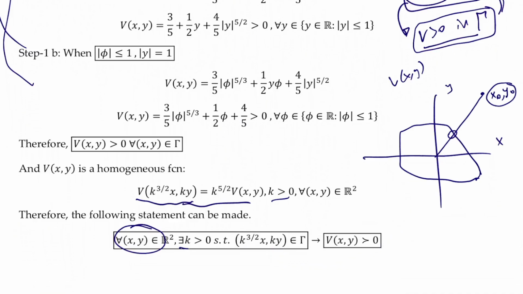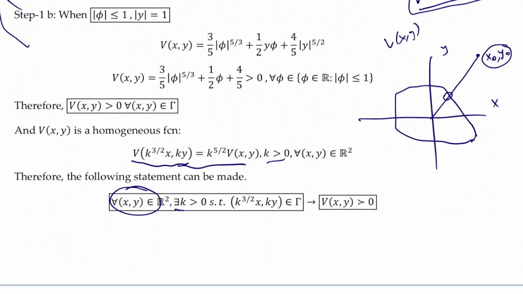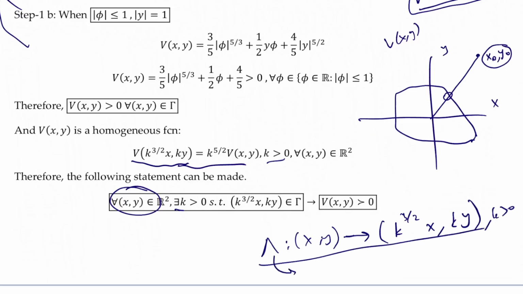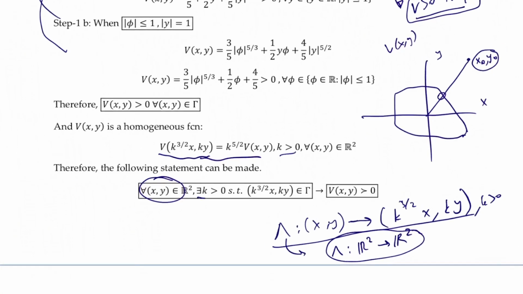And here's another really important piece of information, the dilation, right? Let me try to say it again. The dilation that we use is here, for k positive, and this dilation operator is also a map from R2 to R2. Okay, and that is actually important. That actually helps us in proving V being positive.